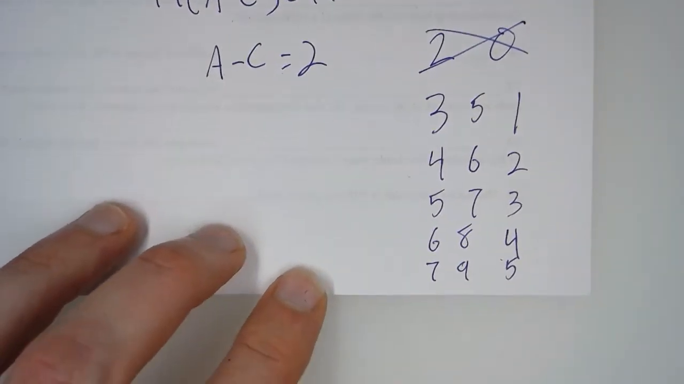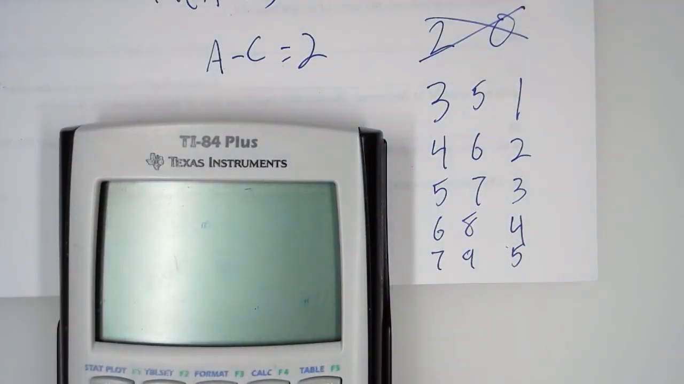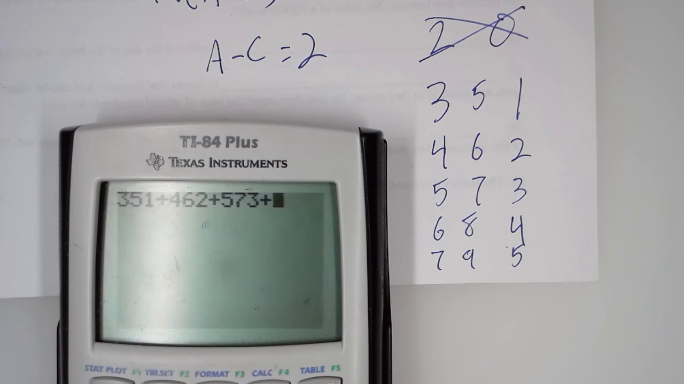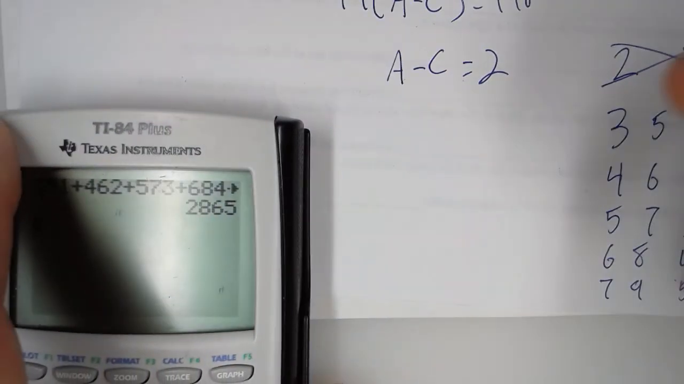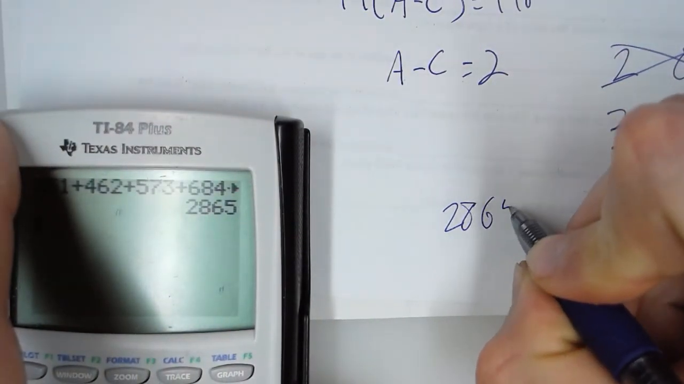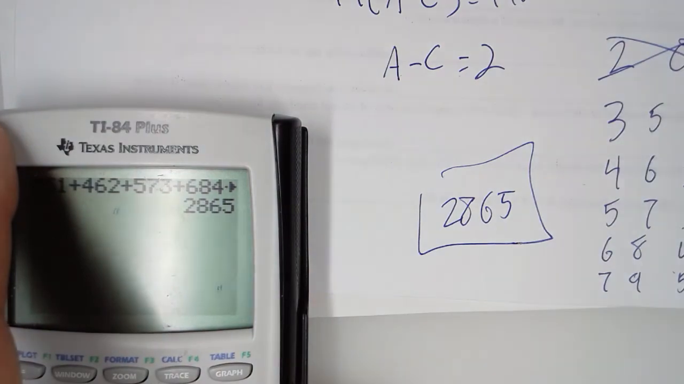So now, all we have to do is find the sum. So 351 plus 462 plus 573 plus 684 plus 795. And our sum total is 2865. There's our answer, and we're done.